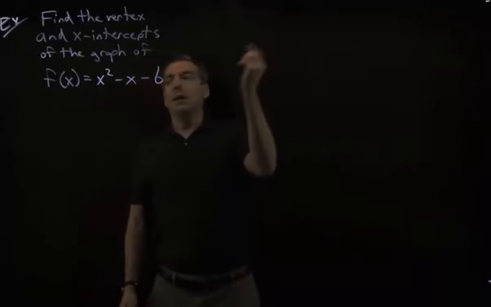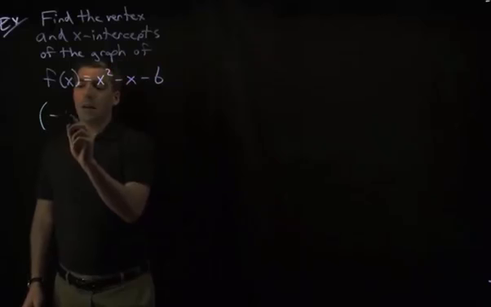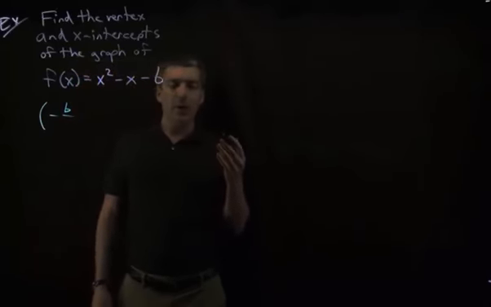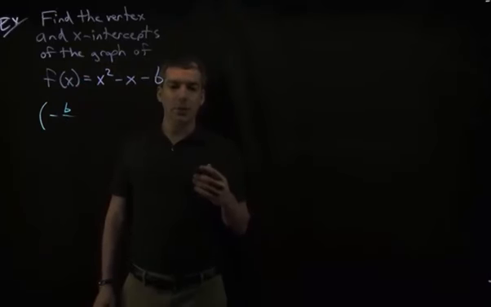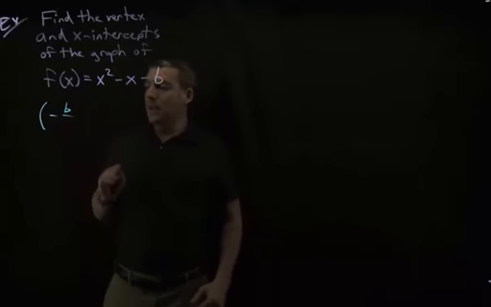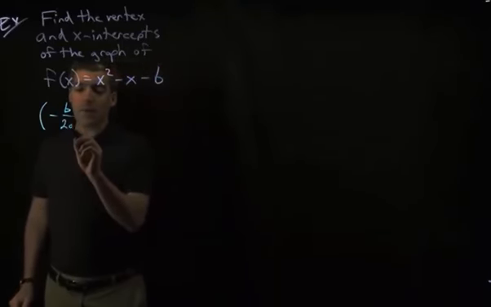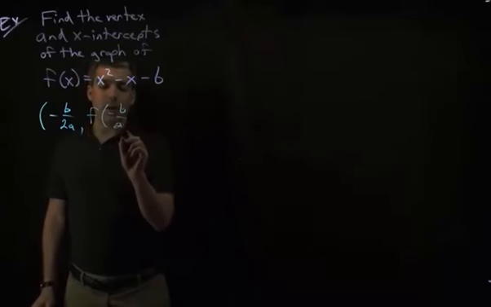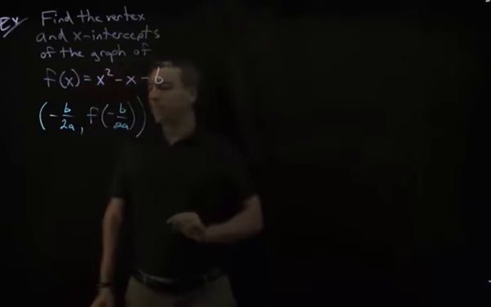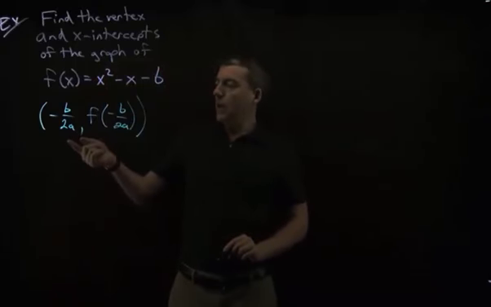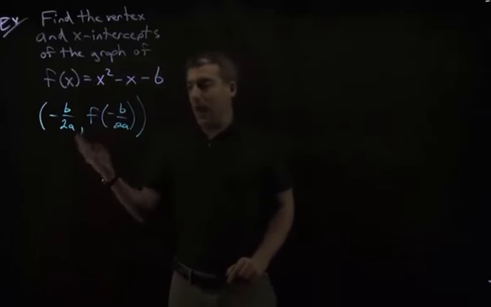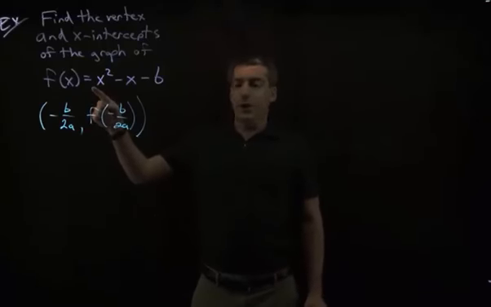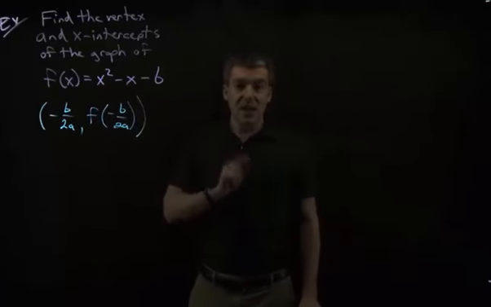Recall the vertex formula says the vertex for a quadratic function in the form ax squared plus bx plus c is negative b over 2a, comma f of negative b over 2a. So all we need to do is identify the a and the b, and we will have the vertex. The a for this quadratic function is 1. The b is negative 1.